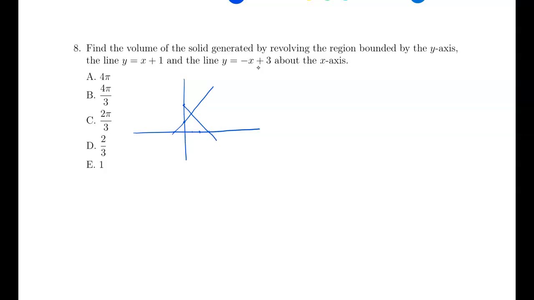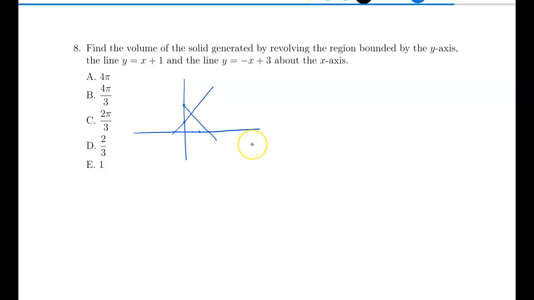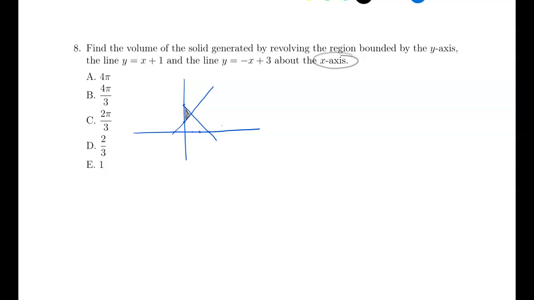So if we are to find the region bounded by the y-axis, and then this is the y-axis and the two lines here, we're actually referring to the region here. We're referring to that region. And then we want to find the volume of the solid by revolving the region bounded by that about the x-axis. So it is going to be rotated there.